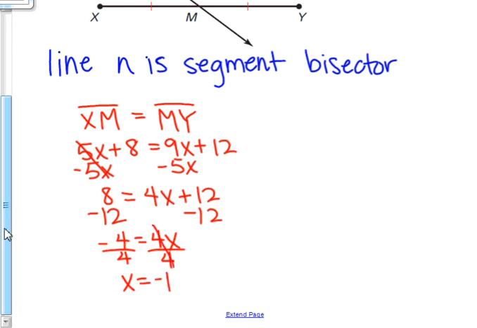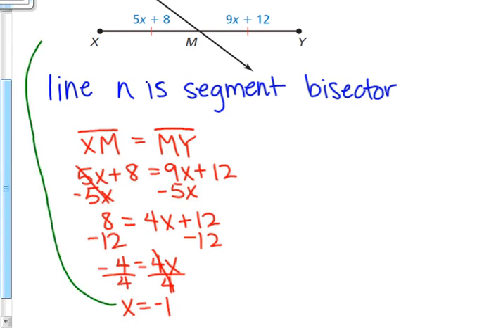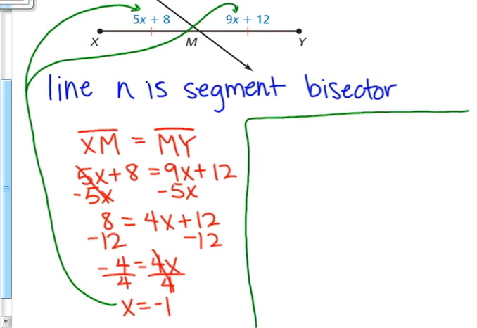Alright, but I'm not actually done. I have to actually substitute this x value into my expressions up top here and here. So I'm going to do that off to the side here. If I want the distance between x and y, I need to actually substitute my x's in and then add all of that together to find the total distance.